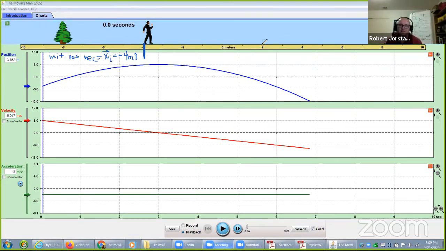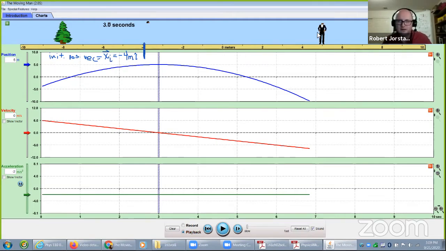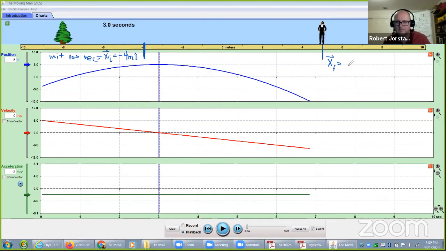Now I'm going to run this simulation. I'm going to try and stop it at exactly 3 seconds. I probably won't get it right, but there we go. Oh, I got lucky. So now, in this case, this is X final vector. Oops, that's a little sloppy. I think that's 5.0 meters i hat, right?